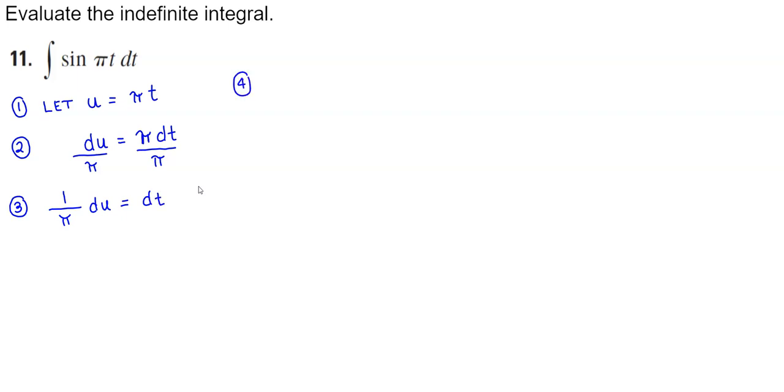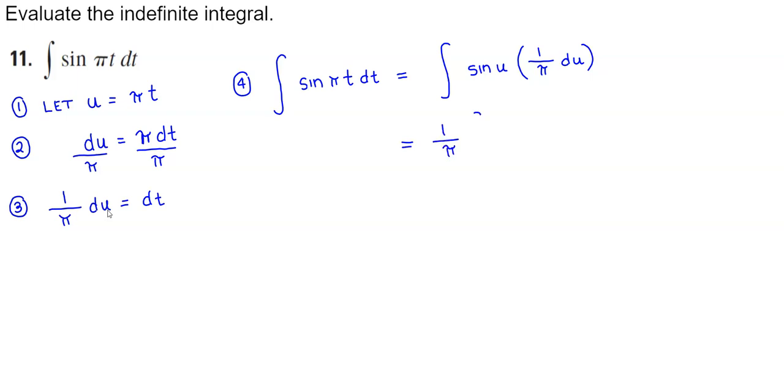Okay, so now in step 4, let's write out the integral. So we have the integral of sine of pi t dt. And now let's go ahead and do the substitution. We determined that u was equal to pi t, so this is going to be the sine of u. And then what does dt equal? Well, dt equals 1 over pi du. So that's 1 over pi du. And now we're going to factor out the constant, which is 1 over pi, times the integral of the sine of u du.